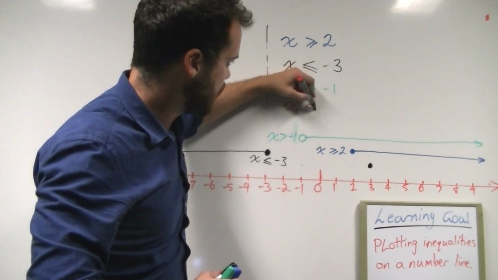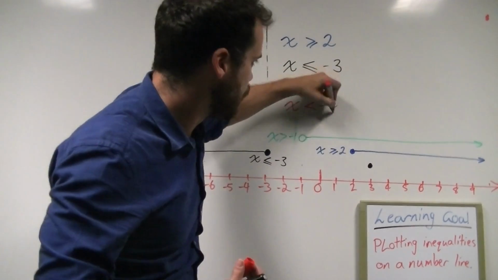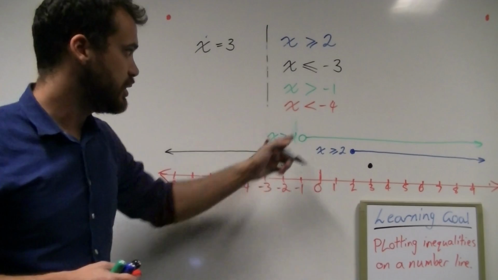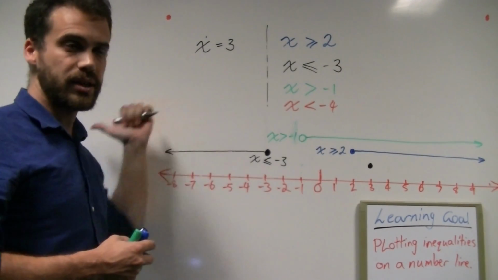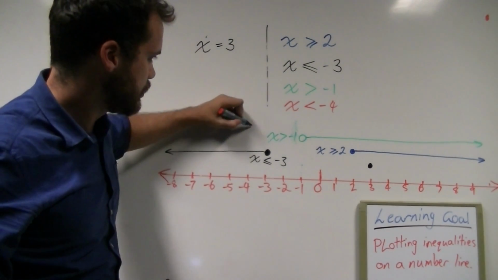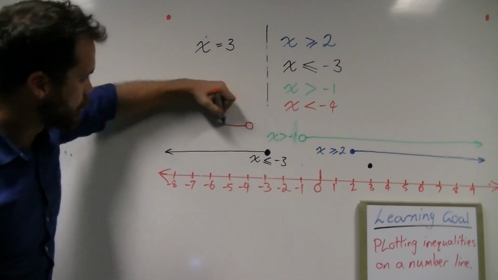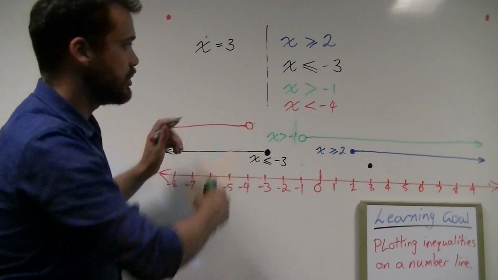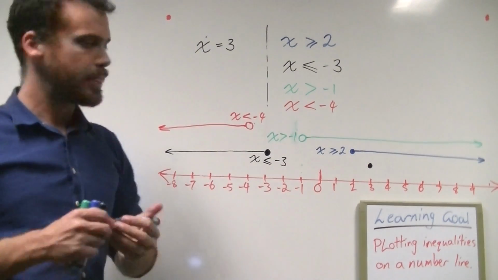X is less than -4. Okay, so for x is less than -4, again, that means x is not -4, but it is -5, -8, -12. So again, we find -4. We draw an open circle in line with -4, and then we draw an arrow leading that way. That's a representation on a number line of x is less than -4.